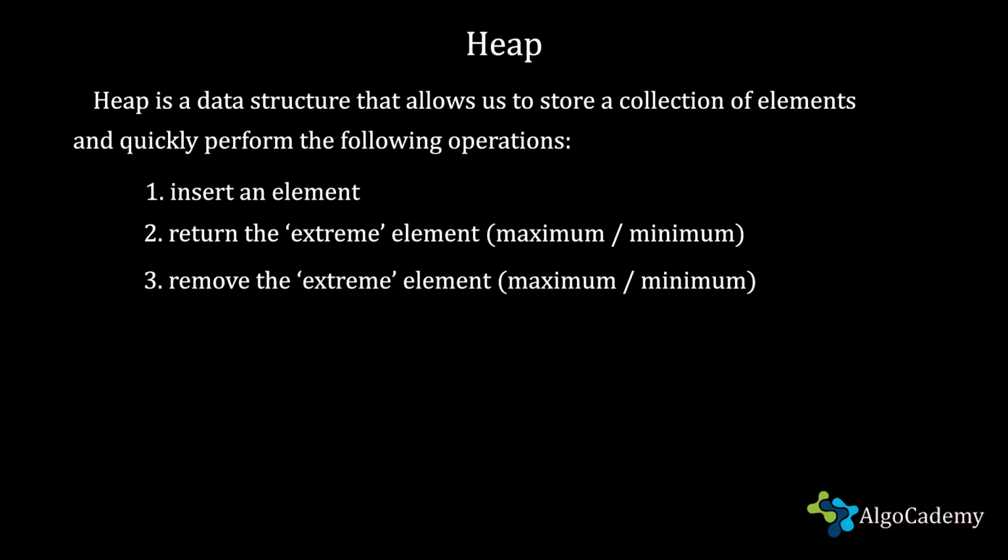So the first important thing that you should know is that there are two different types of heaps. The first one is a max heap. In a max heap, we can insert an element, we can return only the maximum element, and we can remove only the maximum element. We don't have access and we cannot remove the minimum element in a max heap. Let's see an example of a max heap.